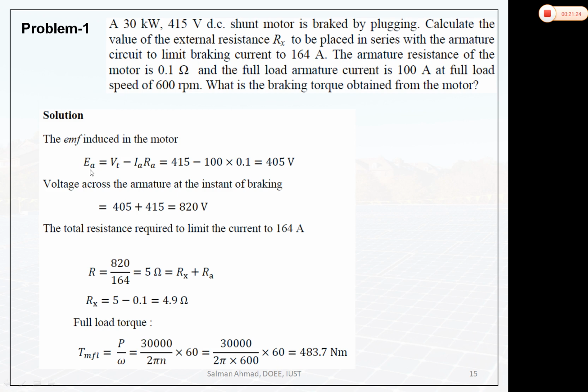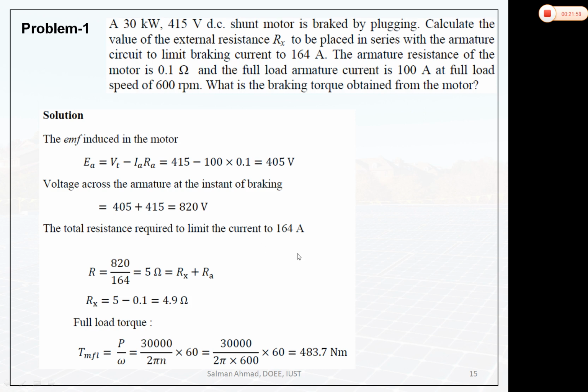So again we can write the basic equation, that is Ea is equal to Vt minus Ia into Ra. So what is the back EMF generated? That is 405 volt. Once plugging operation is done, these two voltages will add up. V and Ea both are added, so that will be 820 volt, because 415 is the armature voltage and back EMF is 405. In plugging operation, these two voltages are added.